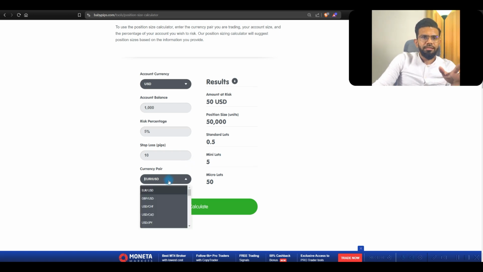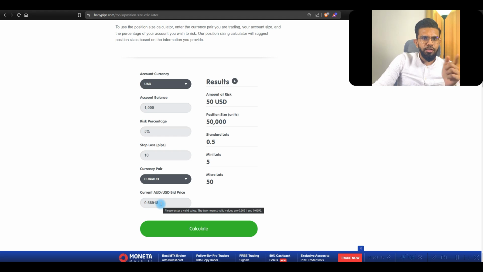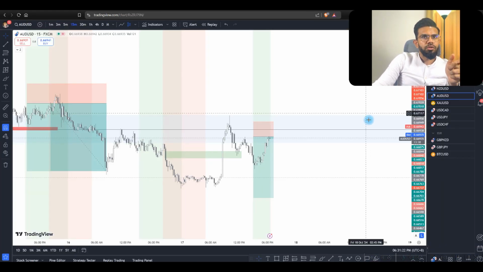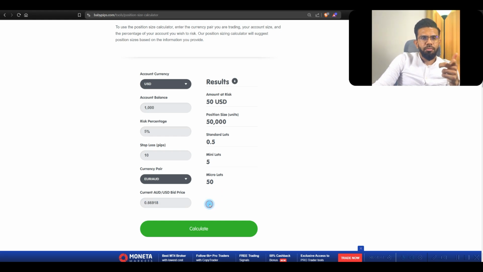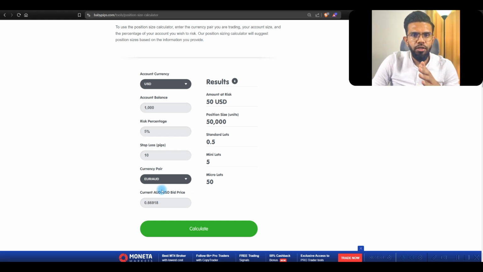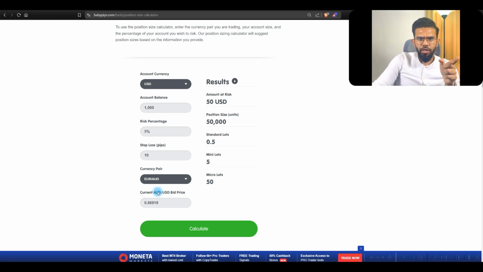To do this with a different pair, let's say you go to EUR/AUD. When you change to EUR/AUD, you need to enter this value, 0.66918. You need to go to the chart and look for the value on the right side. This is the current value. Why is this value important? Because EUR/AUD is not only about the Euro. You need the Euro and also the AUD at the back. That's why it's asking for the AUD price. Once you enter that, you can get the standard lot size.